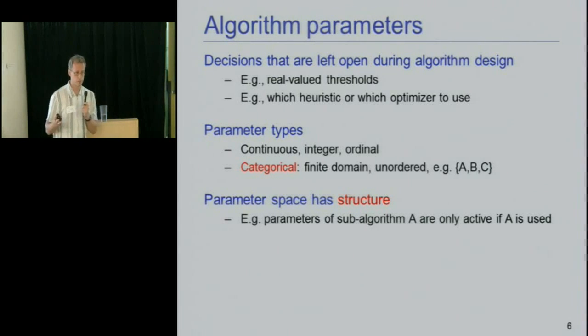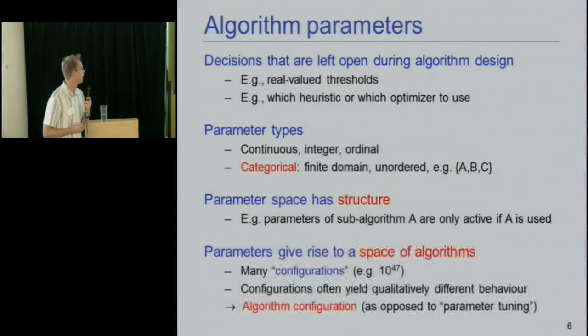The parameter space also has structure. For example, if you decide to use sub-optimizer A, then that optimizer has parameters of its own. And those parameters might have sub-parameters. So really the space spanned by these parameters is tree structured. And also there's a lot of parameters, so this really gives rise to a big space of algorithms where these configurations of the algorithm are different instantiations of all the possible parameters.